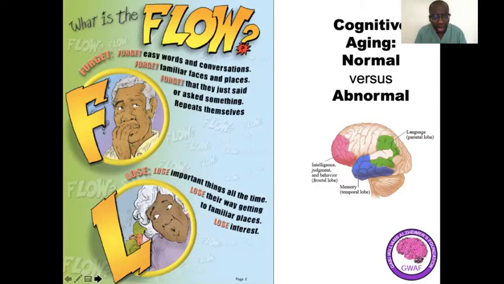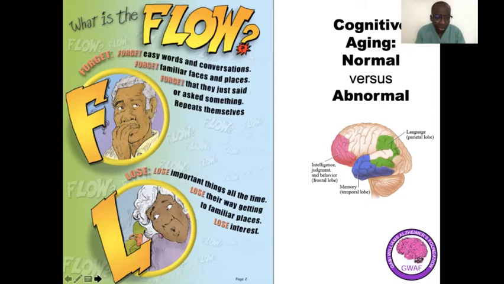So F in FLOW stands for forget. The individual might forget words very easily, forget conversations. They might forget familiar faces and even places. They might forget they just said something or asked something. And what you often find is because they're constantly forgetting that they asked something or said something, you hear them repeating themselves over and over again. And sometimes this repetition is what raises concern among family members.